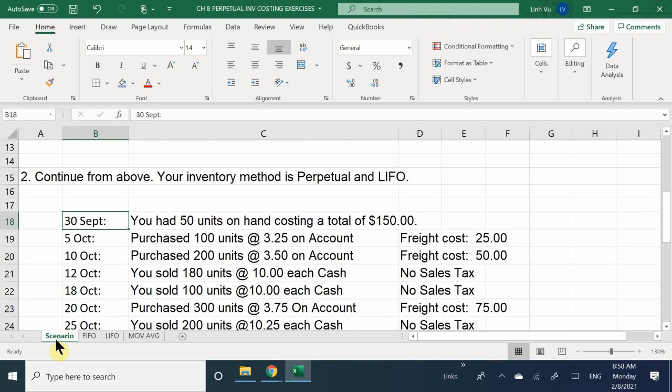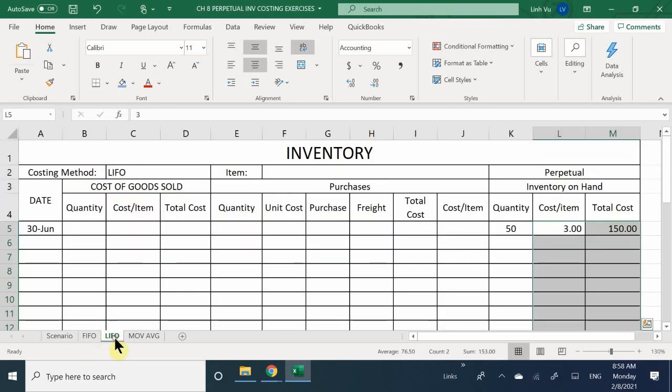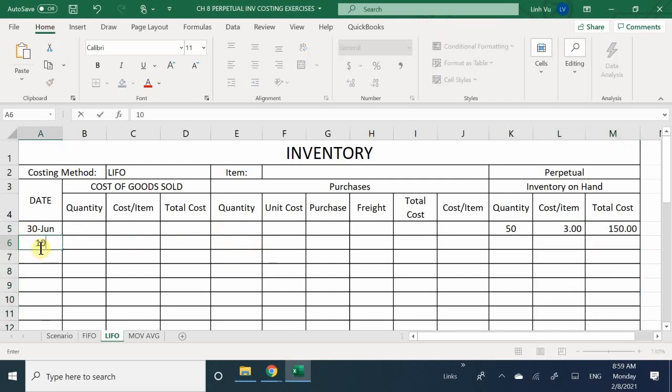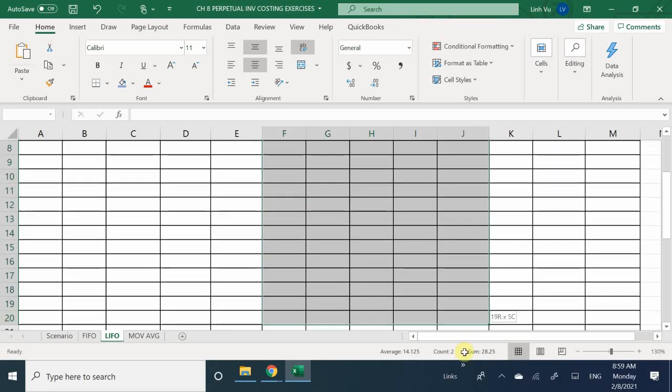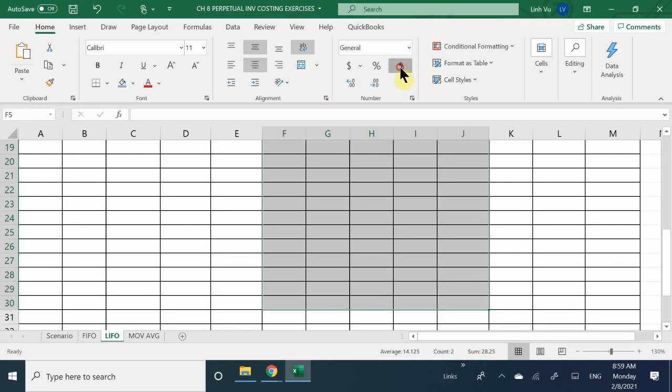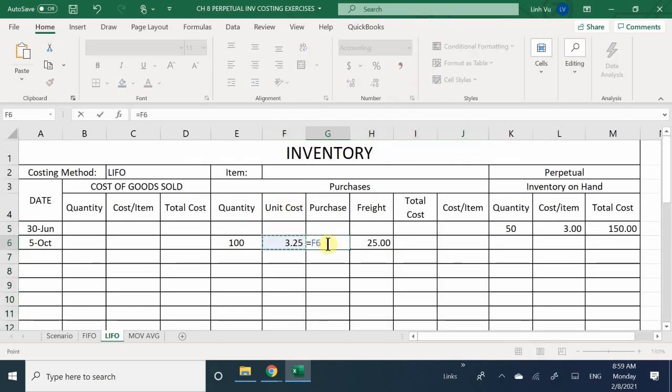Purchased 100 units at 325 at a freight cost of 25. Okay, so this time it's 100 units at 325. And this was October 5th. We purchased 100 units at 325 with a freight costing 25. Okay. So what is going to be your total purchase price? 325. Okay, good. Let me just format this real quick. So again, it's 325. What's my total cost going to be?